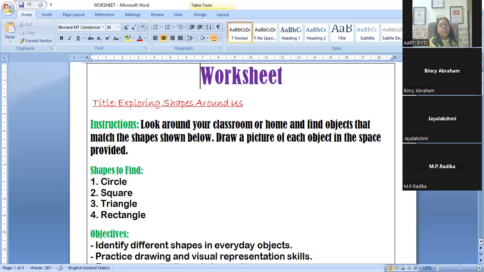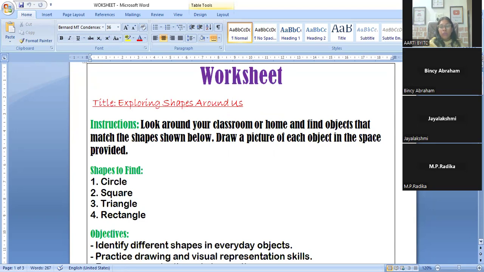So dear teachers, this is the worksheet sample for Dewey's theory. I have taken the lesson plan for shapes, so that is why I have integrated the worksheet for the shapes only. Exploring the shapes around us, and it is relatable with the environment outside. So first of all, we will start with the instructions.